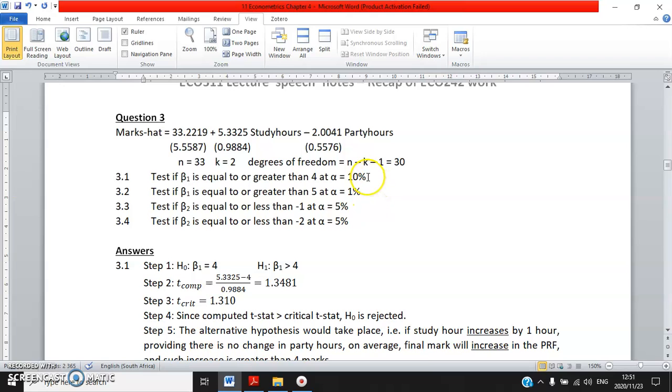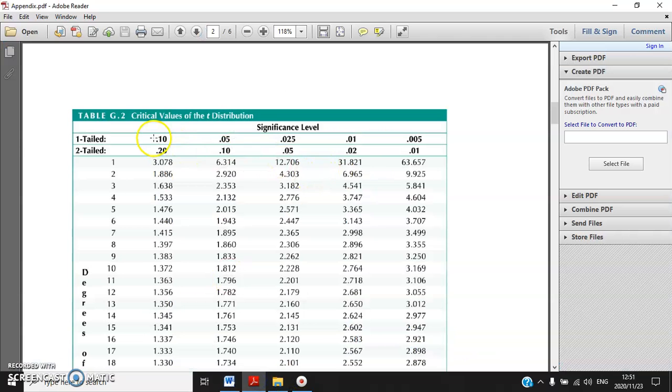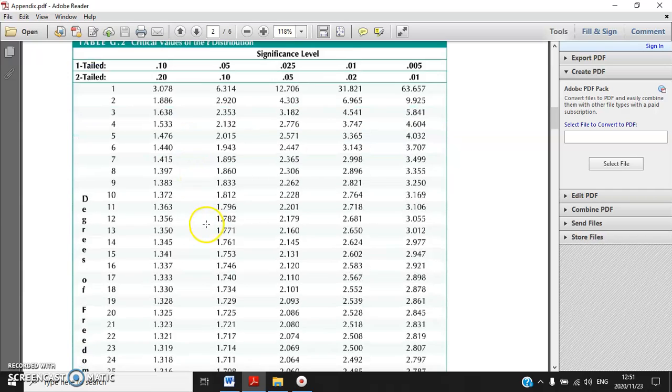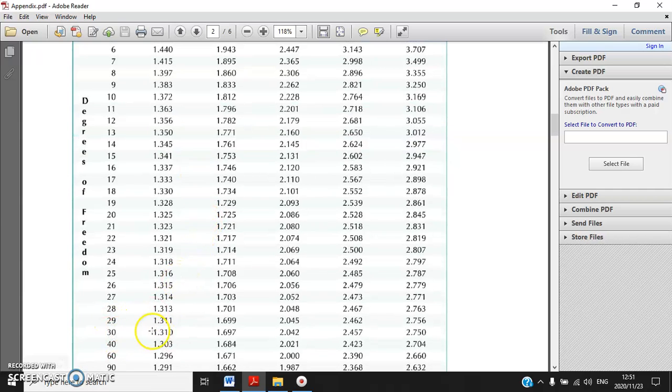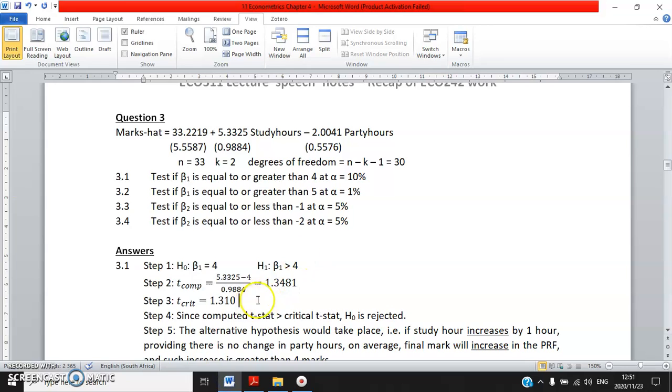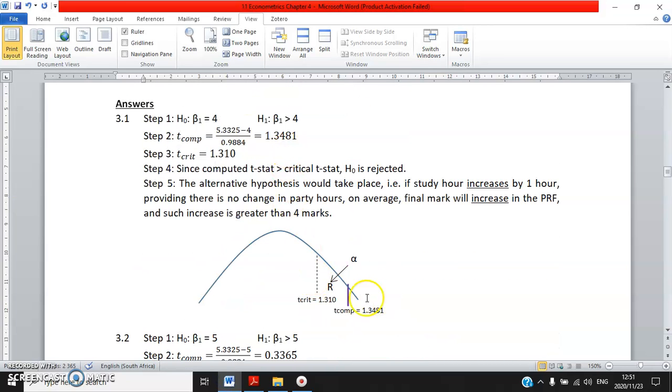Critical t-stat, alpha 10%, degrees of freedom 30, one-sided. So your critical t-stat is 1.310. Since the computed t-stat is greater than the critical t-stat, we reject the null hypothesis. One-sided right-tail test, keep in mind. Therefore, the alternative hypothesis would happen.